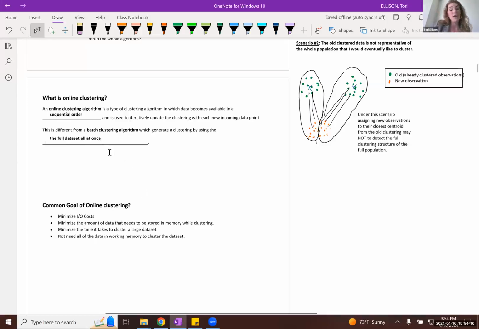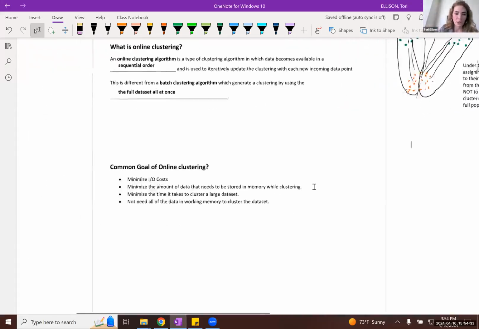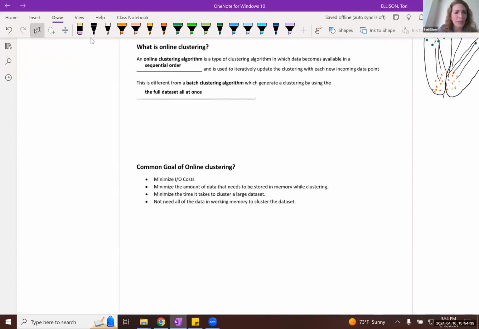Okay. So as we've seen, if it's impossible for us to load a full data set all at once into your Jupyter notebook, then we're going to need to rely on these online clustering algorithms so we don't crash our kernel. So some common goals of online clustering algorithms in general are ones in which you're trying to minimize your input-output costs. That's one thing that we're going to be thinking about as we introduce these online clustering algorithms.